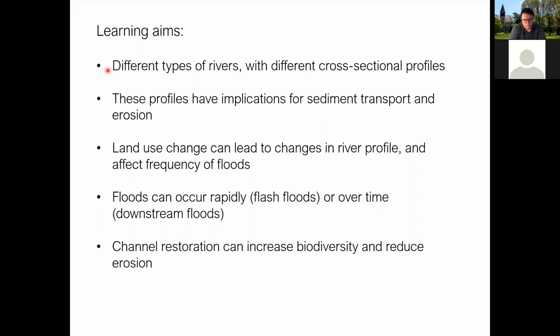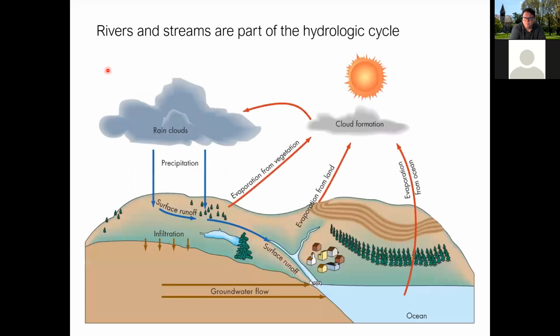So there's a complex role of rivers, both in terms of flooding and hazards, and also in terms of their use for transportation and energy recovery. We'll talk about that a bit as we go along during the lecture this week.